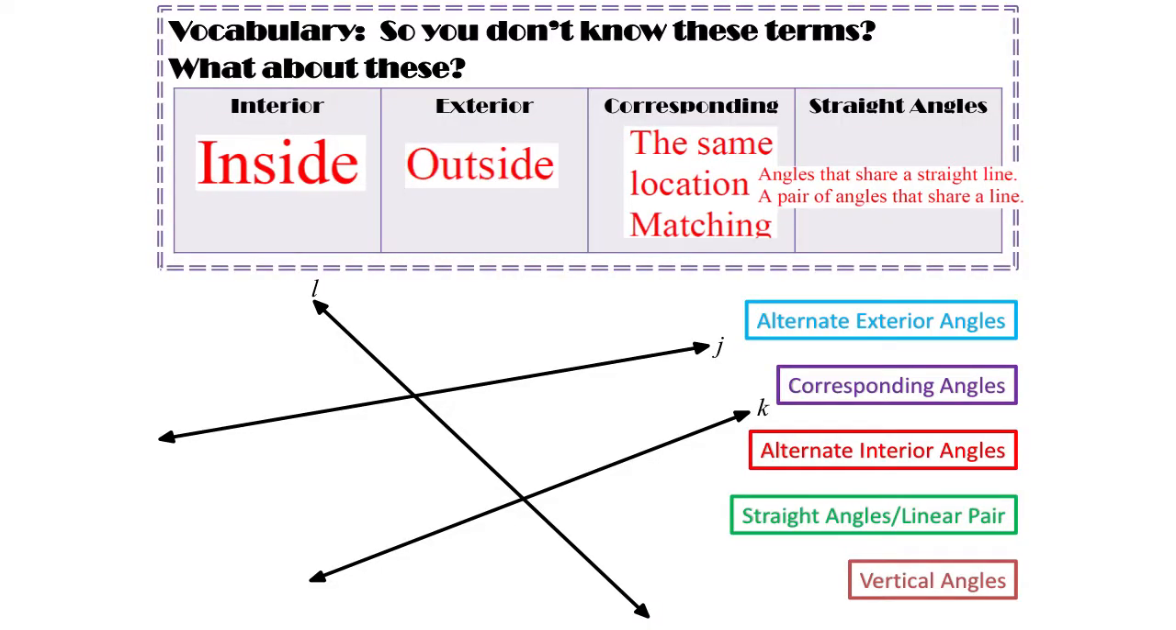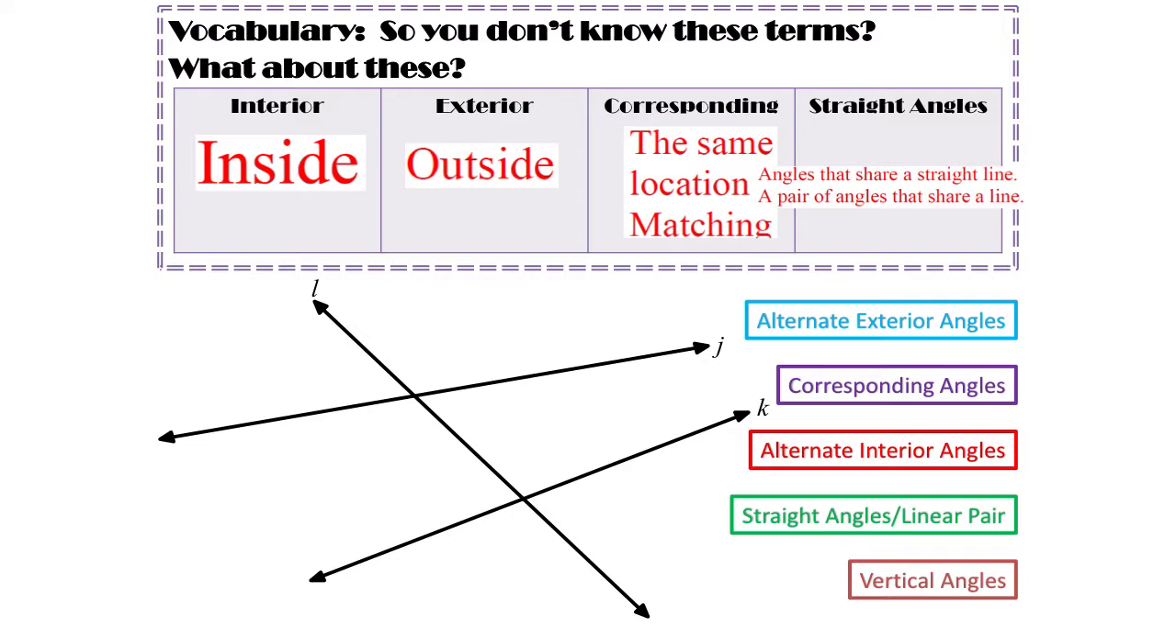All right, here's some more vocabulary. We've got interior, which is usually considered the inside. Exterior is considered outside. Corresponding means that they're in the same location. When it says matching, it just means they're in the same position at different vertices. And then we've got straight angles, which we've seen before. They just make up a straight line, so when you combine those 2 angles, it's a straight angle.